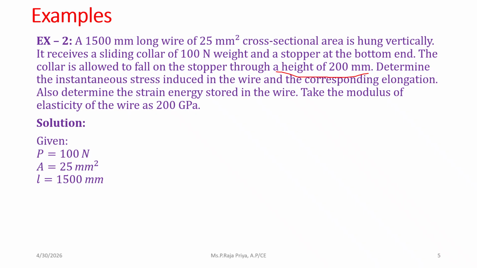What is given here? The load is dropped, it falls through a height, hence it represents impact loading. So the load which is given is 100 Newton, area is given as 25 mm square, length is given as 1500 mm, modulus of elasticity is given as 200 GPa. We are asked to find out stress, elongation, and also the strain energy.